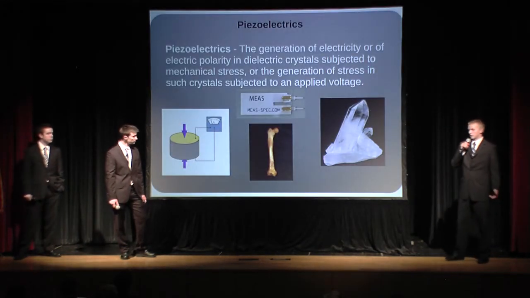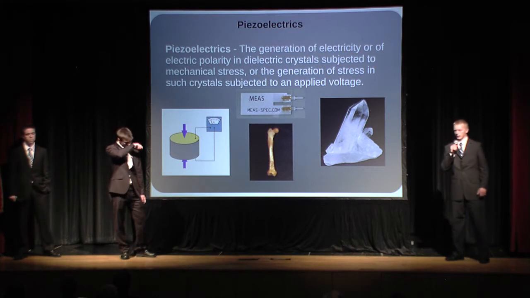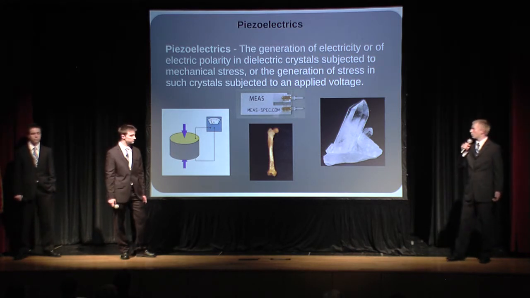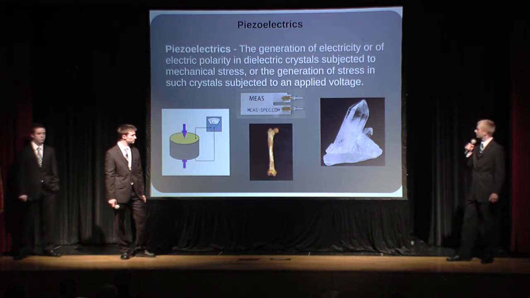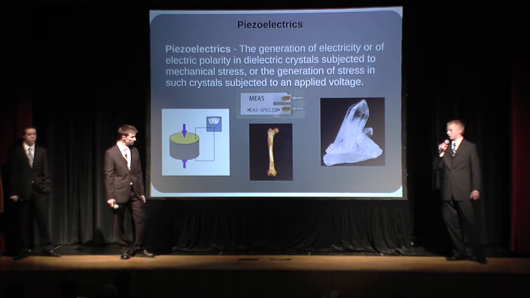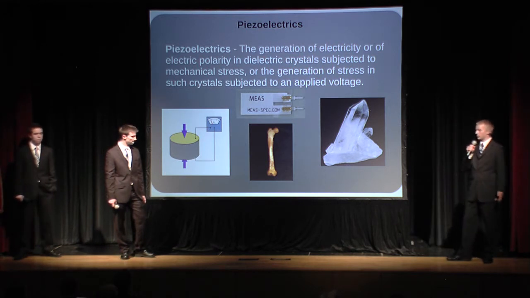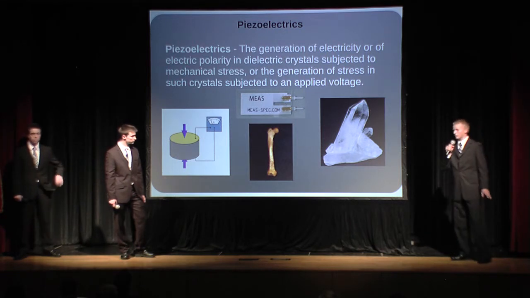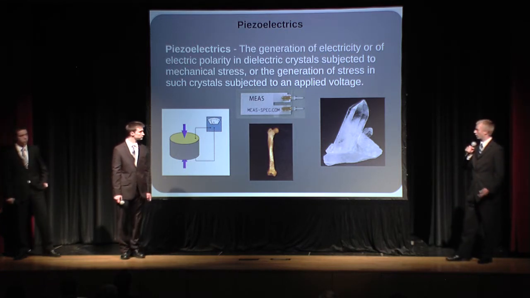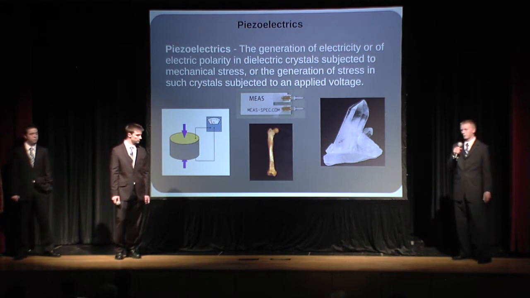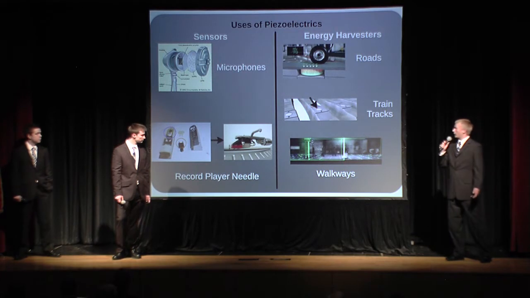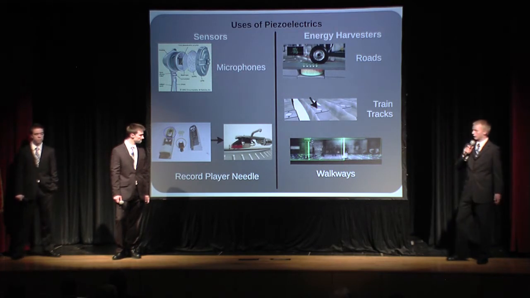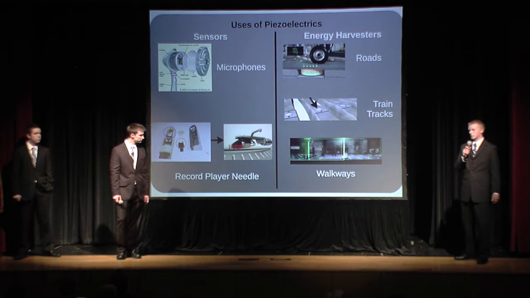So we focused on piezoelectrics. And a piezoelectric is anything that you apply a mechanical force to that then transforms it into an electrical force. And different types of piezoelectrics are piezoceramics, piezopolymers, and piezotabs. And two things that have naturally occurring piezoelectricity in them are dry bones and quartz. And two uses of piezoelectrics are for sensors and energy harvesting.